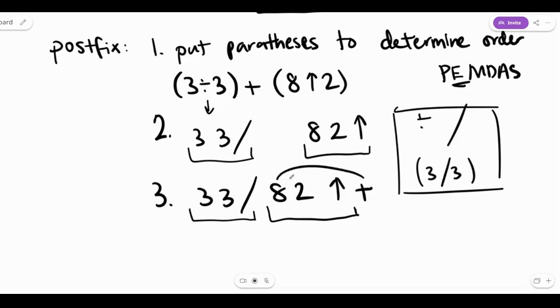And then you know that after you evaluate that, you would get 1 and 64. This would be equal to 1 plus 64, which would be 65.